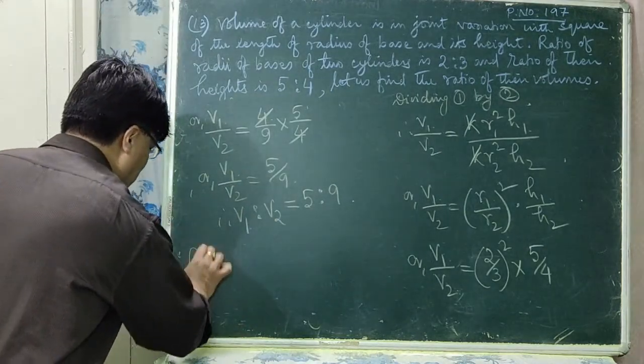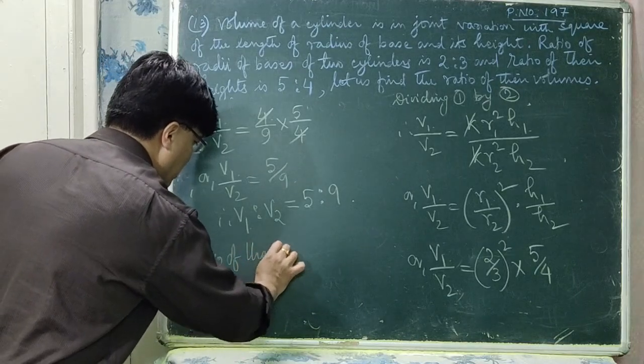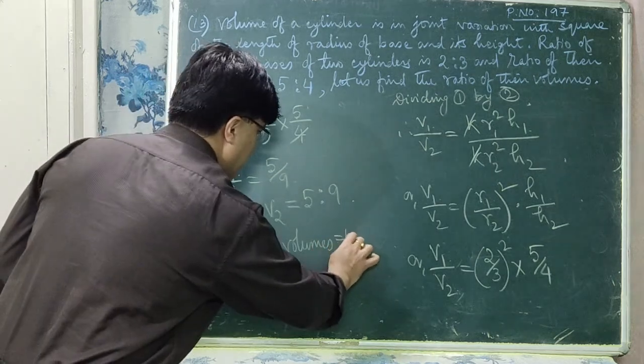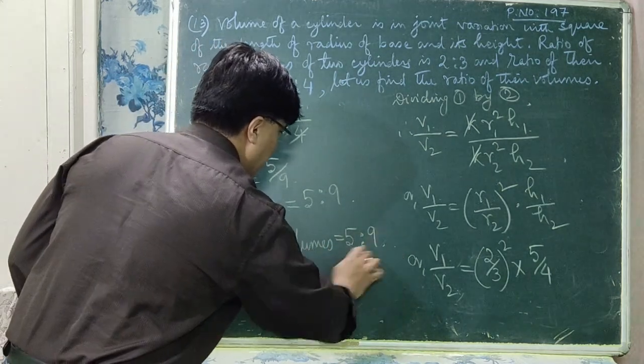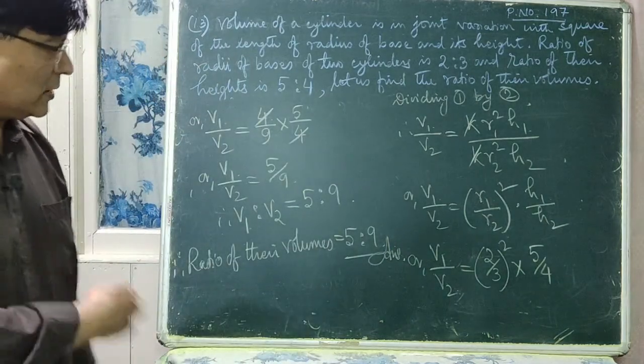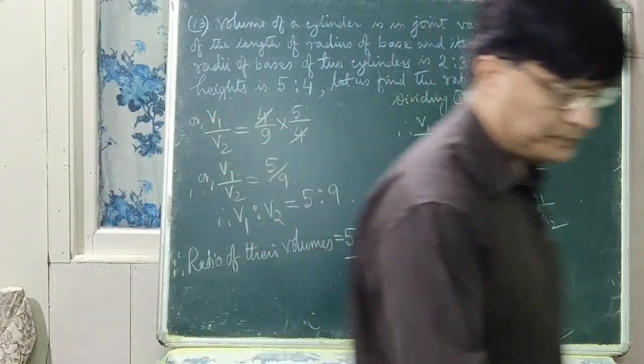So therefore, ratio of their volumes is equal to, what is the answer here? It is 5 is to 9. So I think you have understood it. So you can copy it. So let's do the next question now.